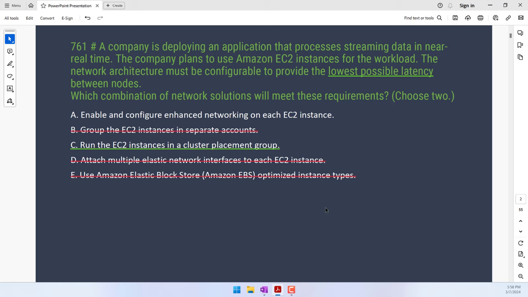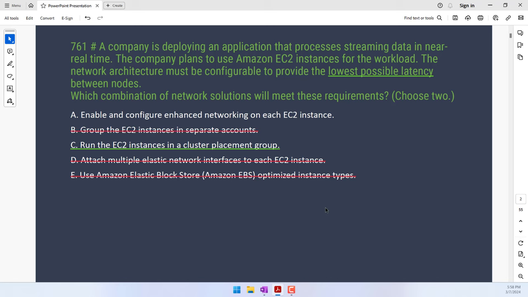A company runs multiple workloads in its on-premises data center. The company's data center cannot scale fast enough to meet the company's expanding business needs. The company wants to collect usage and configuration data about the on-premises servers and workloads to plan a migration to AWS. Okay, so what tool will you use?